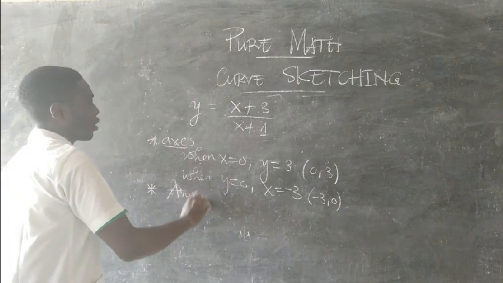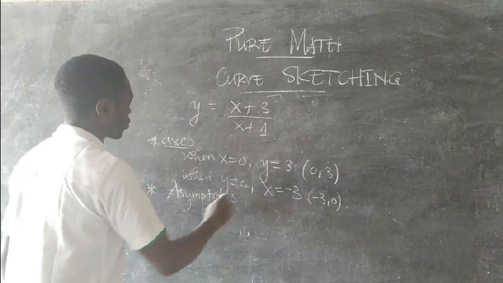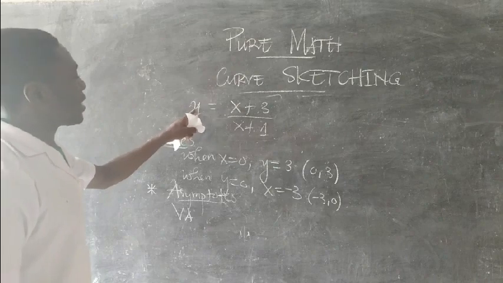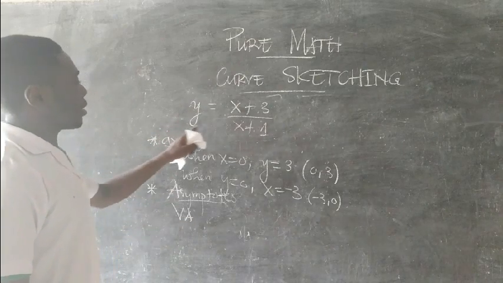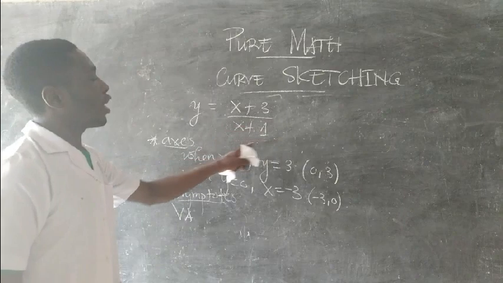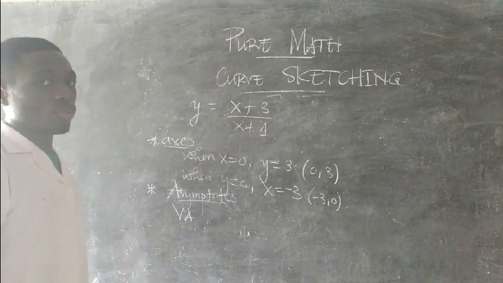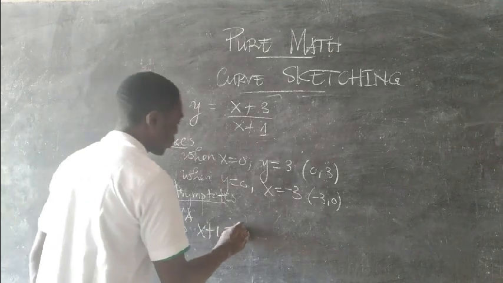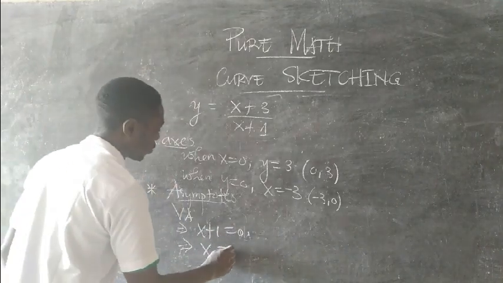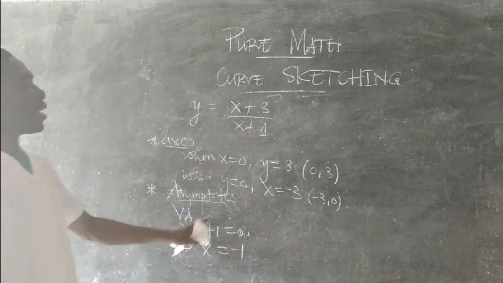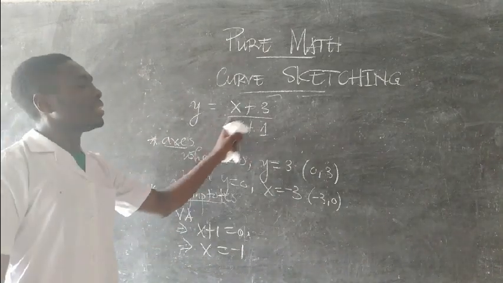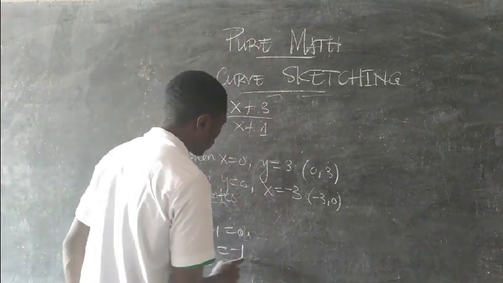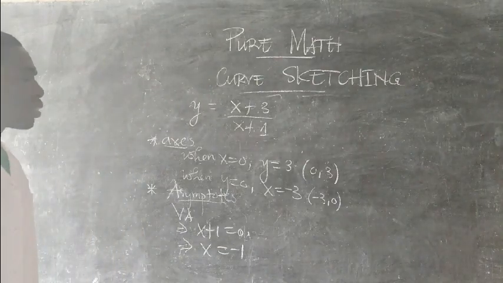So we have the asymptotes. We have the vertical asymptote. How do you look for the vertical asymptote? You look for the vertical asymptote by equating the denominator to 0. So if I equate, this implies that x plus 1 is equal to 0, implying that x equals negative 1. So for my vertical asymptote, I equate the denominator to 0 and I look for the value of x. So the line x equals negative 1 is my vertical asymptote.